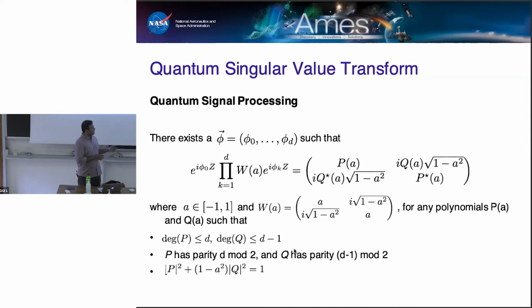The degree of P has to be some number D, and it has to be an even function if D is even, or an odd function if D is odd. And A, the parameter in which it's a polynomial, is some value between -1 and 1. Then you can write a sequence of single qubit operations, these Z rotations, interleaved with these W rotations, which is a function of A, and this you could think of as an X rotation as well. Then you can basically recover what those polynomials are.